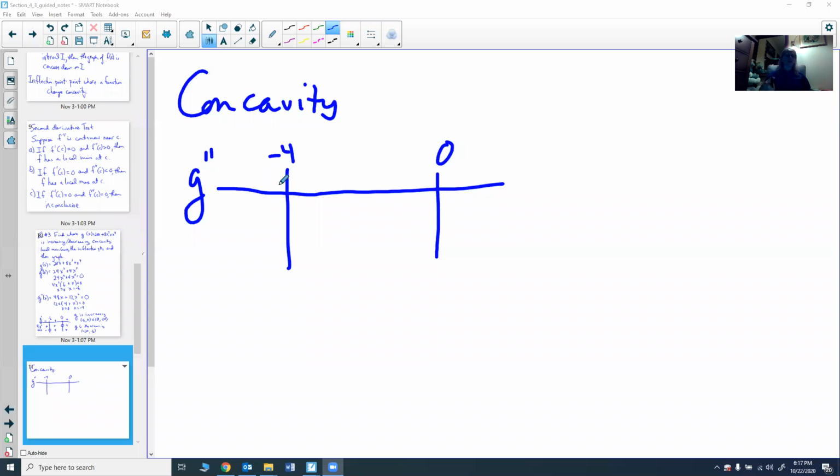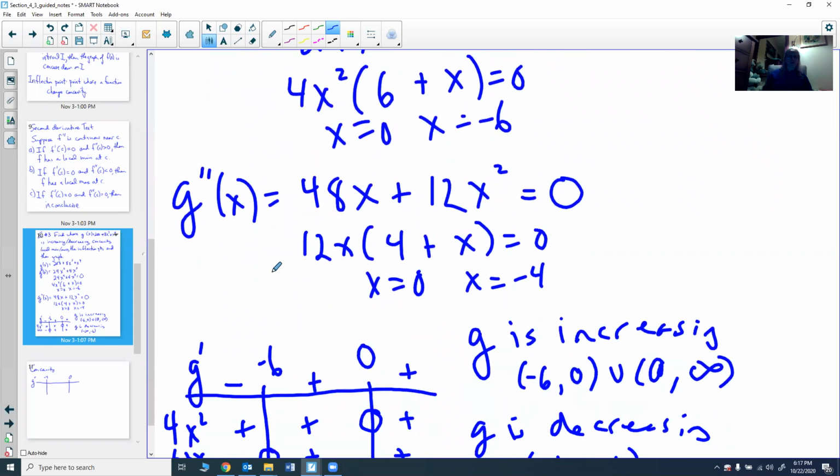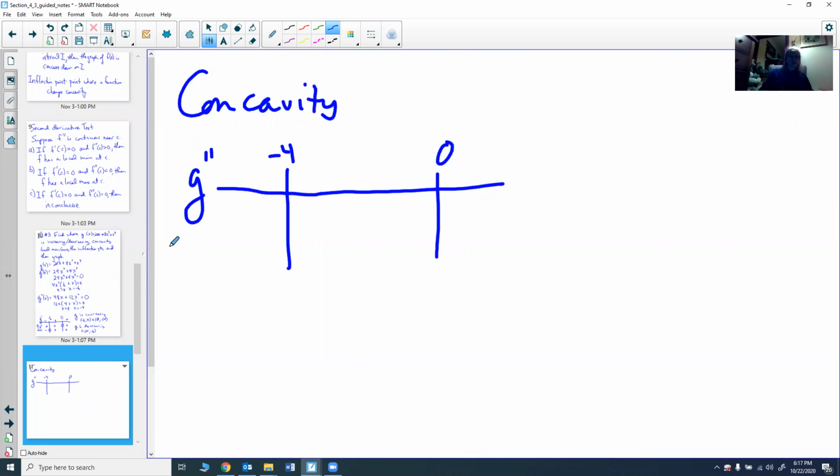Okay, so if we want to find out concavity, we're going to look at what the second derivative is doing. The second derivative was 0 at -4 and at 0. The second derivative had some factors. We had 4x squared. I'm sorry, no, we didn't. I'm going to go back and look. So it had factors of 12x and 4 plus x. So we're going to look at those factors, 12x and 4 plus x.